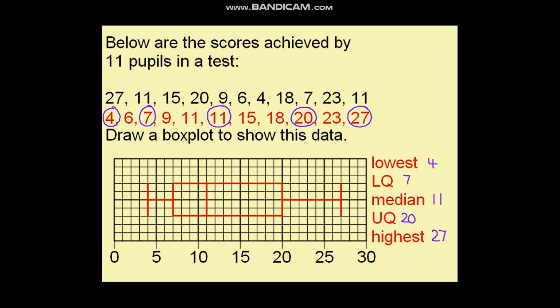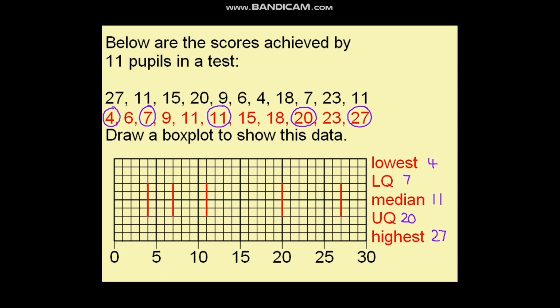This is what my finished box plot looks like. I'm now going to show you how to draw this. I started by plotting these 5 lines here. You'll see that they correspond to these 5 values. So for example, this one here is plotted at 4, and this one is plotted at 7.